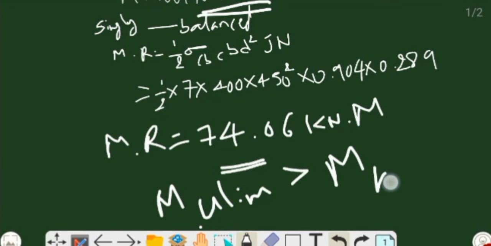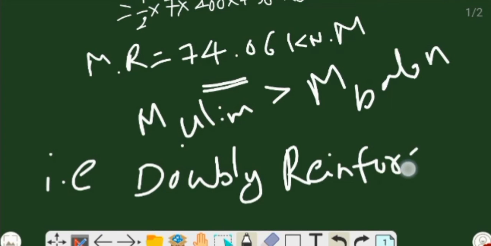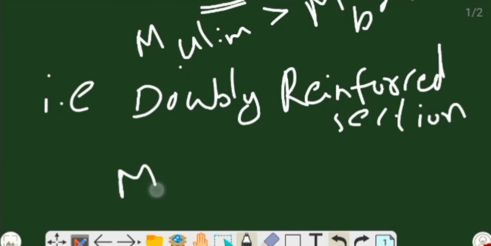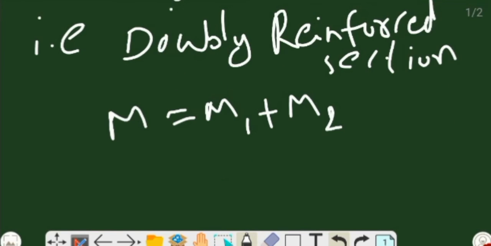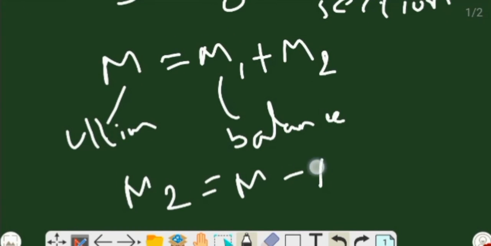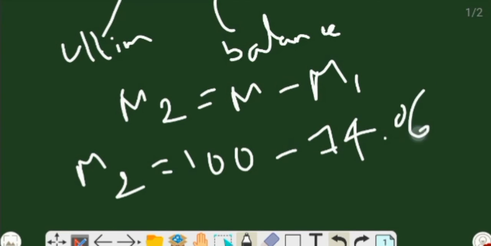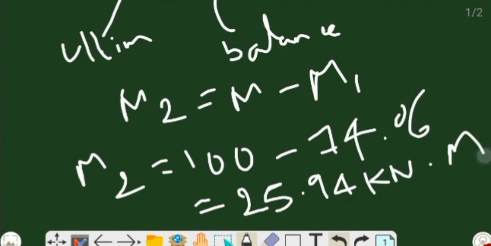Ultimate moment greater than the balanced moment. So we have to design the doubly reinforced section. Total moment M equal to M1 plus M2. M is the ultimate moment and M1 is the balanced moment. Then M2 equal to M minus M1. M2 equal to M, which is 100 kilonewton meters, minus M1, which is 74.06 kilonewton meters. We get M2 equal to 25.94 kilonewton meters.